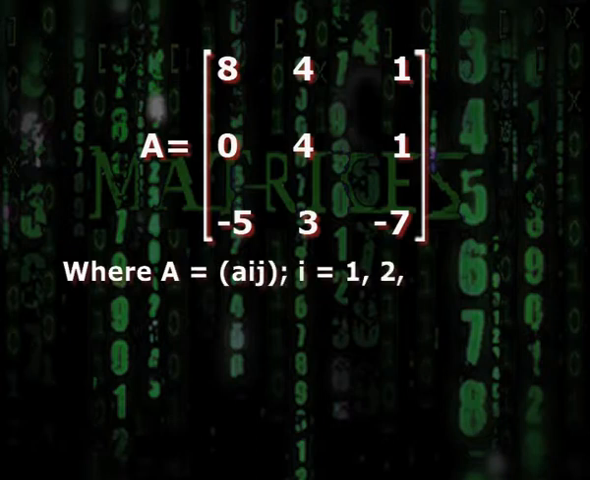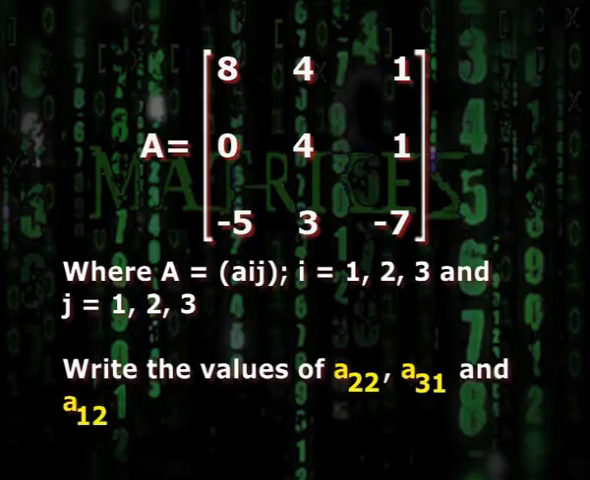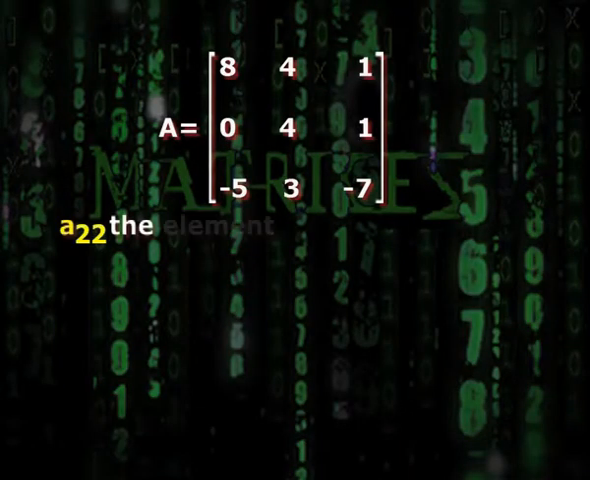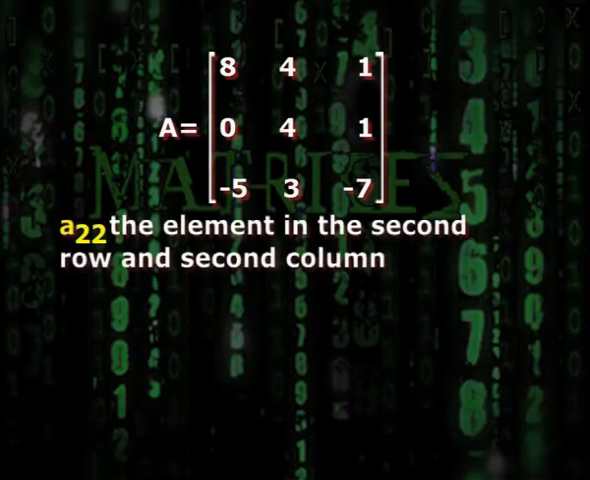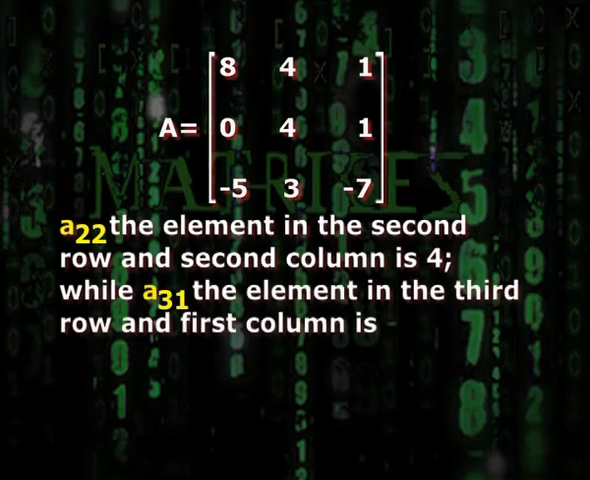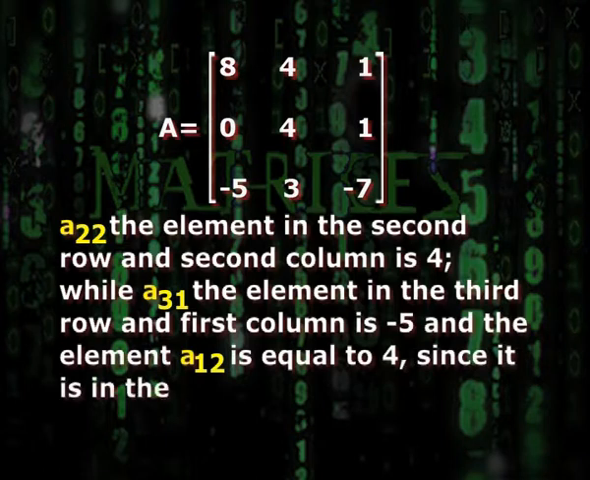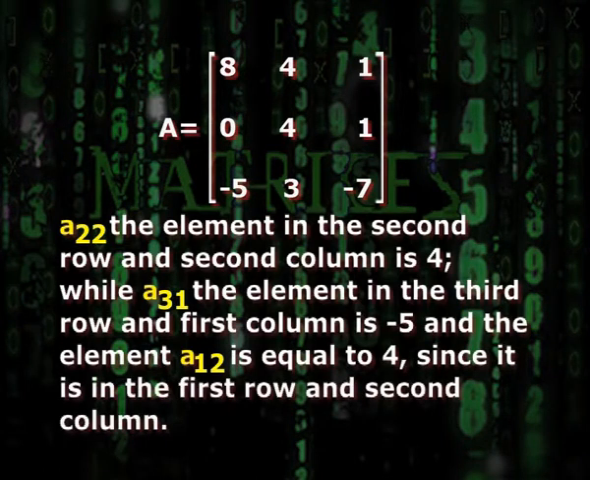Now let A be a matrix where A equals aij, where i is 1, 2, 3 and j is 1, 2, 3. We are supposed to write the values of a22, a31 and a12. As we can see clearly here, a22 is the element present in the second row and the second column, and that is 4. While a31 is the element in the third row and first column, and it is minus 5. And the element a12 is equal to 4, since it is in the first row and in the second column.